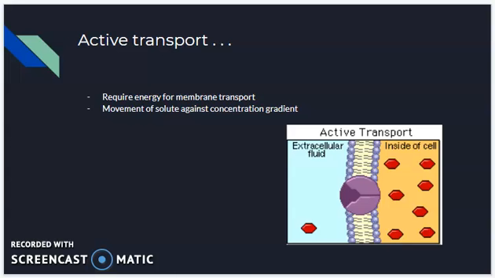Active transport. This is the type of transport that requires energy. It requires energy for membrane transport, movement of a solute against its concentration gradient, or going from an area of low concentration to a place of higher concentration.